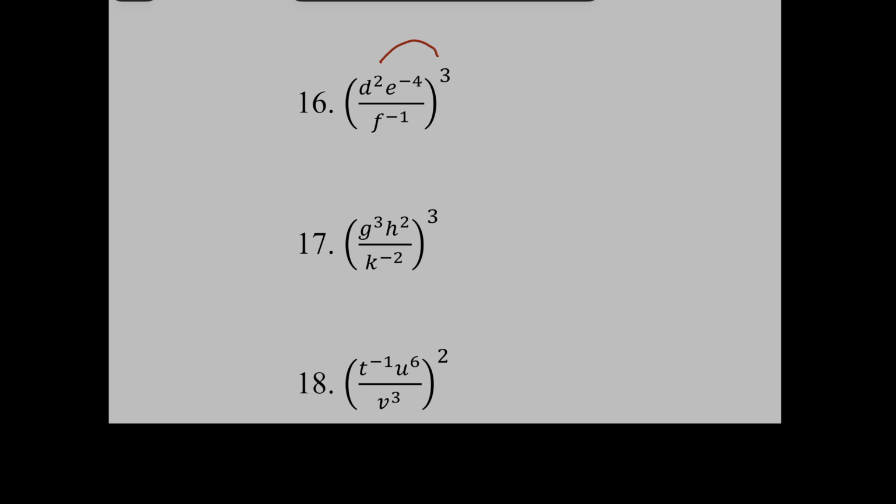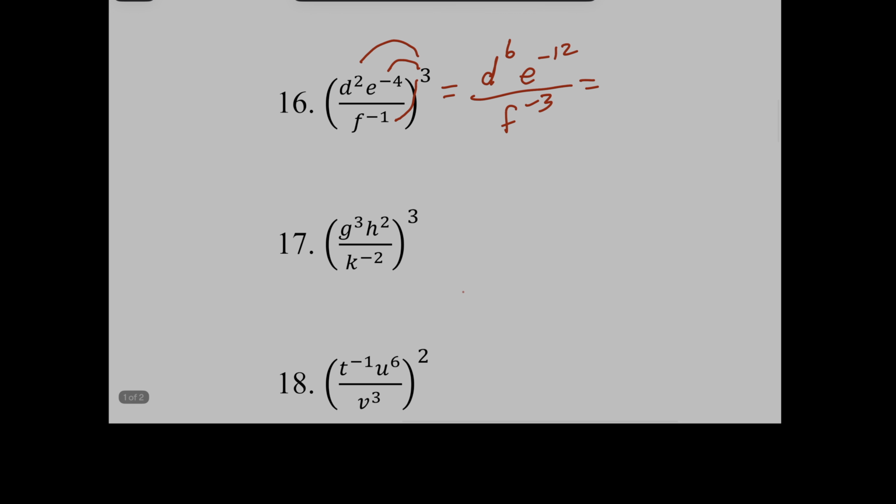Okay, I've got to cube this one. I've got to cube this one. I've got to cube this one. See how I do the lines? I think you should do the lines too. Then you don't accidentally miss something. So remember, when we do power to a power, we are just multiplying them. So that's d to the 6, e to the negative 12, all over f to the negative 3.